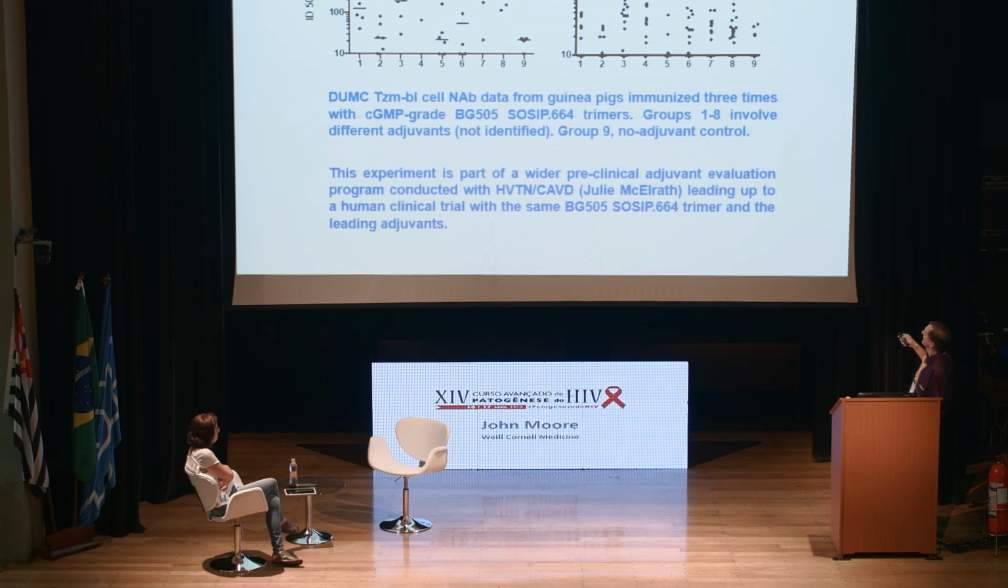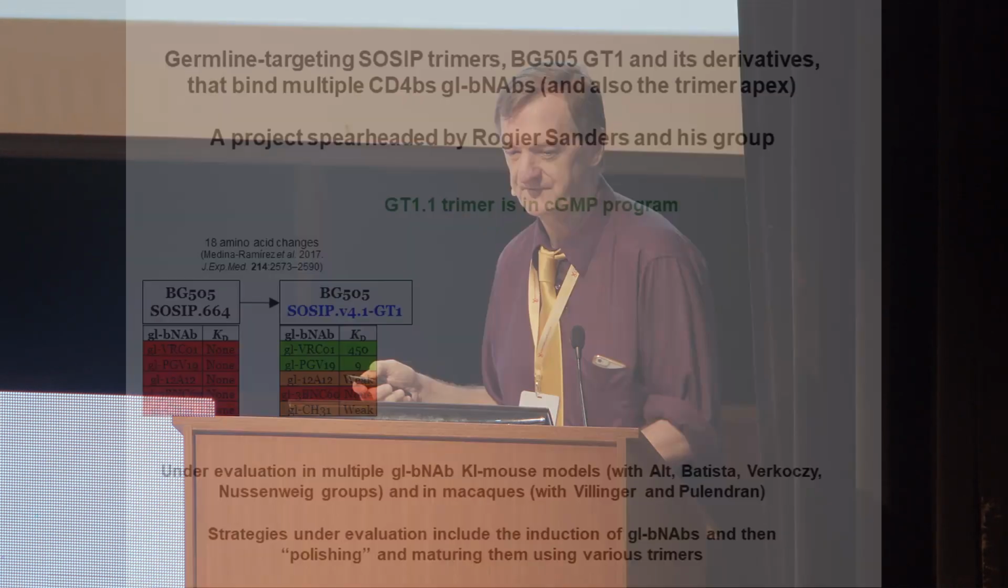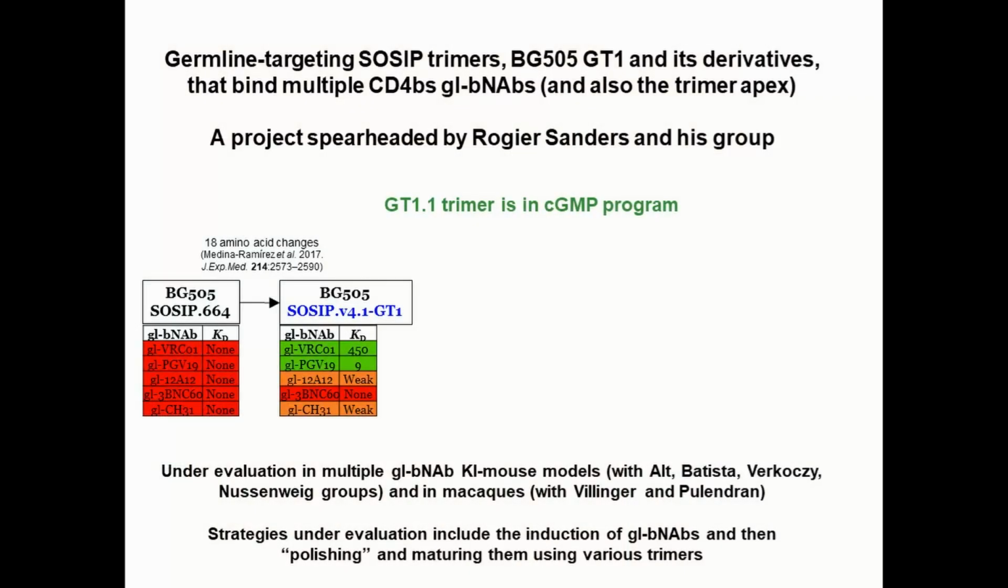But these are still quite low. These are titers around below 100, whereas these are titers above 1,000. But we're doing preclinical studies, and we're going to do human clinical studies to try to see which are the best adjuvants.